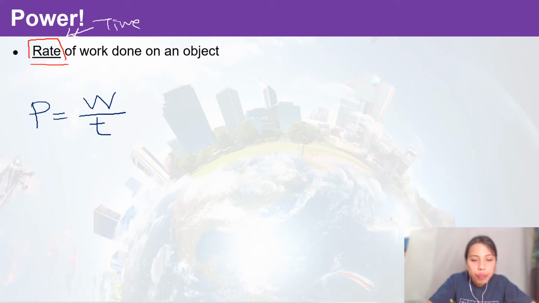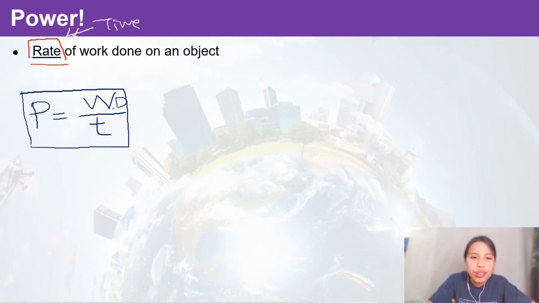Okay, so this one is the general formula to remember. Power is the work done, I should put here WD, work done over the time. So you may guess, okay, the units of this is joule per second. How much joules is released per second?